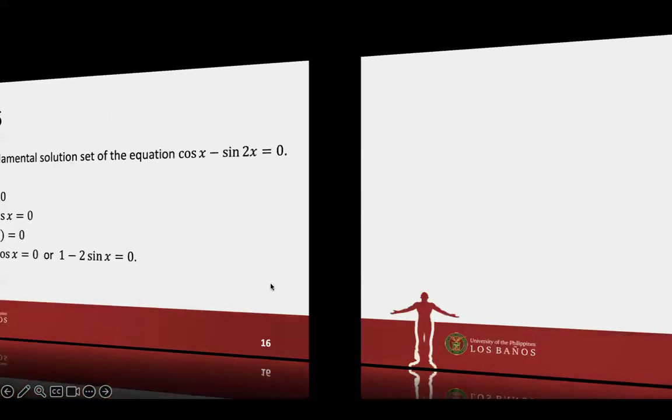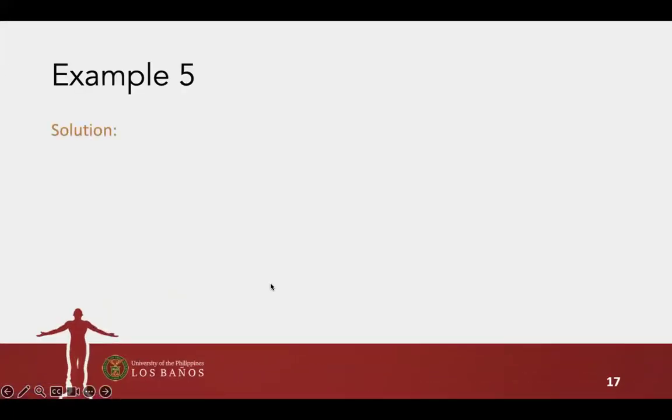Let's look at the solution first for cosine x equals 0. Again, cosine is equal to 0 whenever we are on the y-axis, whether on the positive y or on the negative y-axis. So the values of x that will make cosine x equal to 0 are pi over 2 or 3 pi over 2.